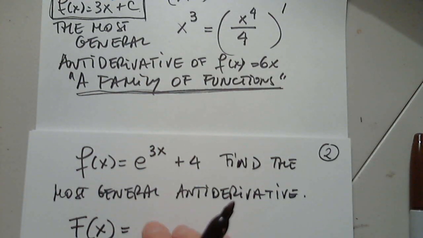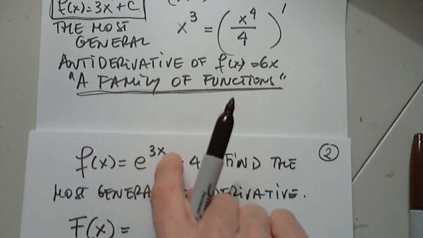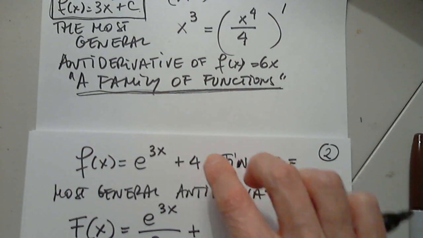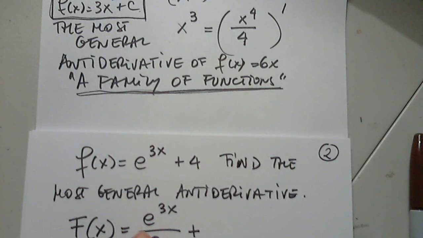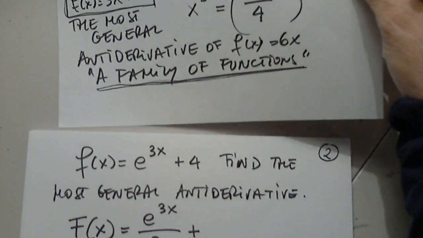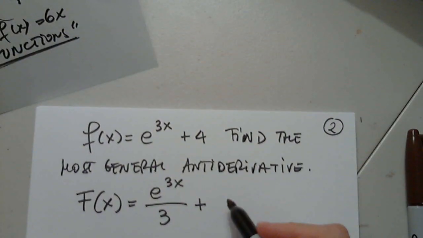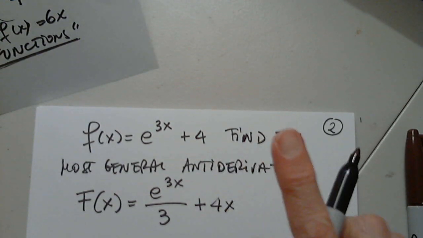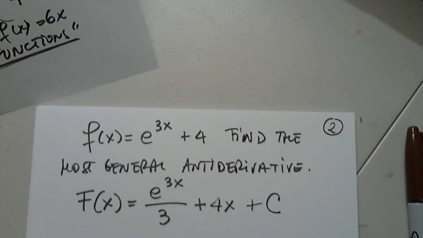Now, the question is, what function prime is this? Well, it's e to the 3x divided by 3 plus. Can anyone tell us what function prime will be 4? And then I'll come back to this and explain this again. What function prime is 4? Can anyone think of a function? You mean 4x. 4x prime is 4. And yes, you're right, plus a constant c.